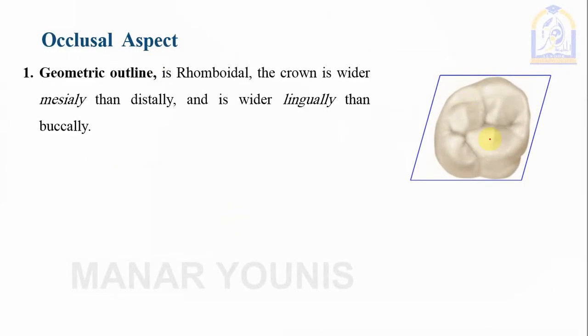The occlusal aspect. So the geometric outline is rhomboidal. It is wider mesially than distally, if we consider the buccolingual dimension. And if we consider the mesiodistal dimension, it's wider lingually than buccally. So it will give a rhomboidal outline. There are two acute angles and two obtuse. The two acute angles represent the mesiobuccal and the distolingual angles, while the two obtuse angles represent the distobuccal and the mesiolingual.